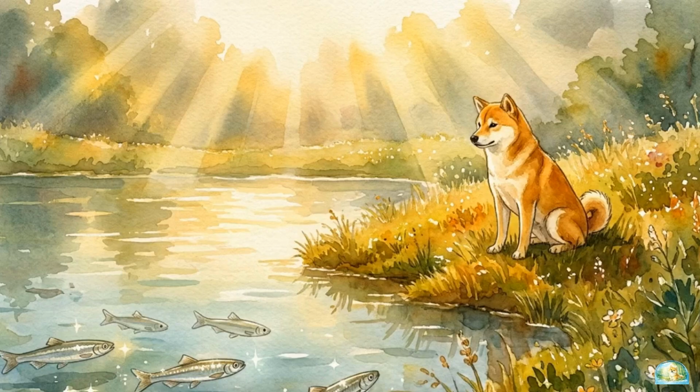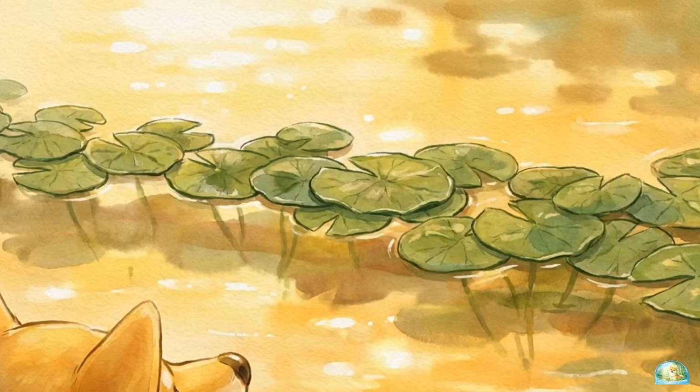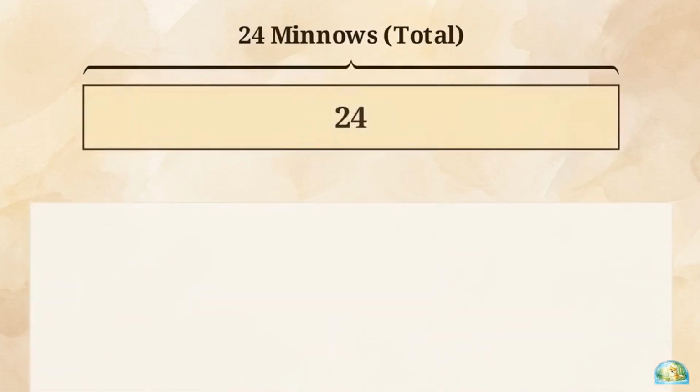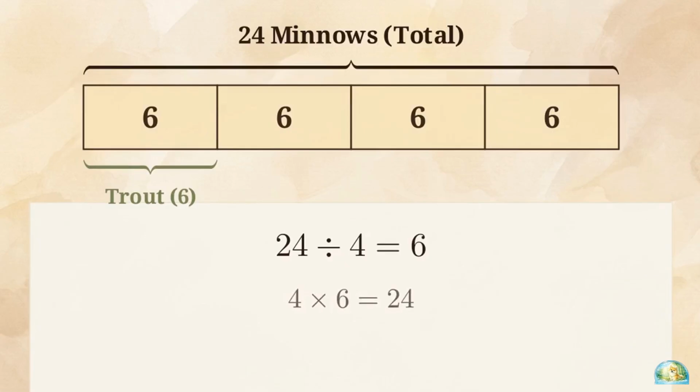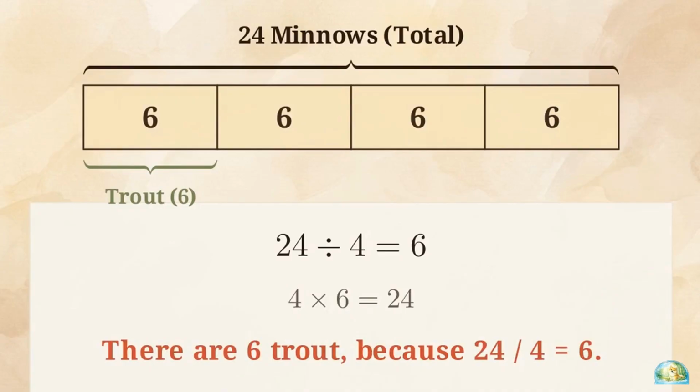At the pond, we find 24 minnows. This total is 4 times as many as its trout. How many trout are there? The total is known. The 24 represents 4 copies of the unknown trout count. Divide 24 by 4 to get 6. Check this. 4 times 6 equals 24. There are 6 trout because 24 divided by 4 equals 6.